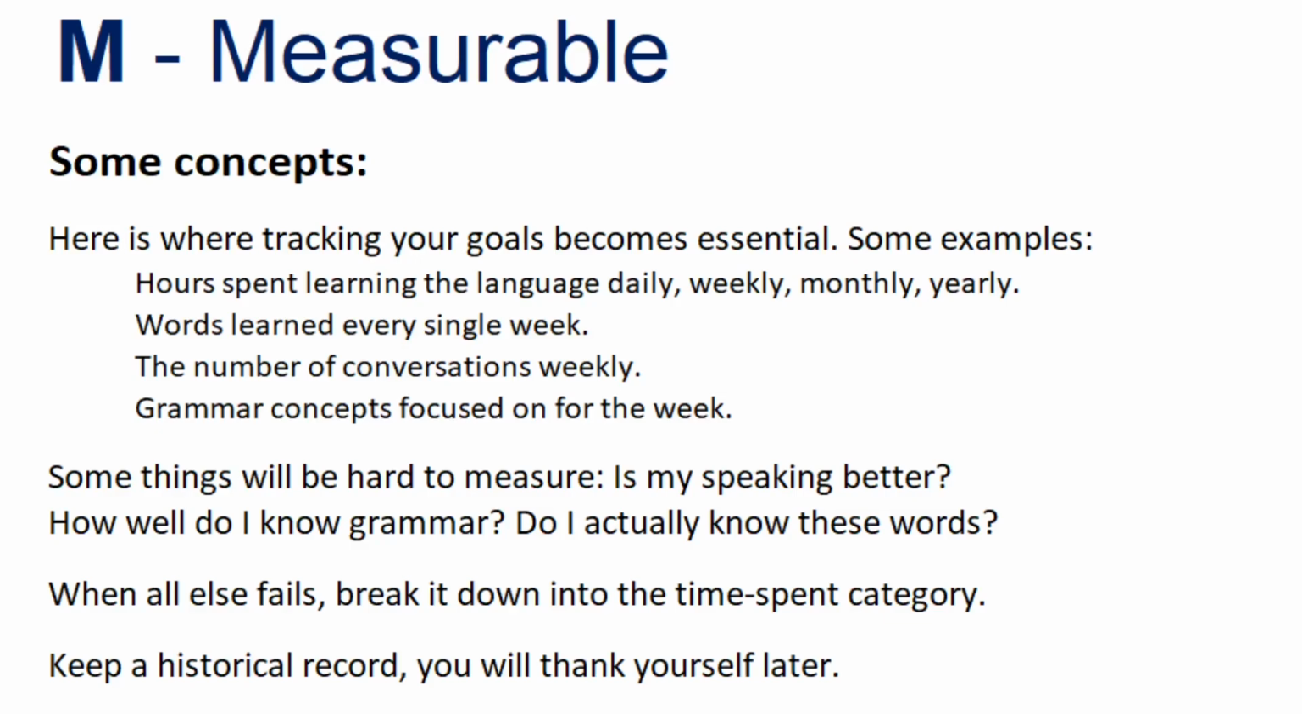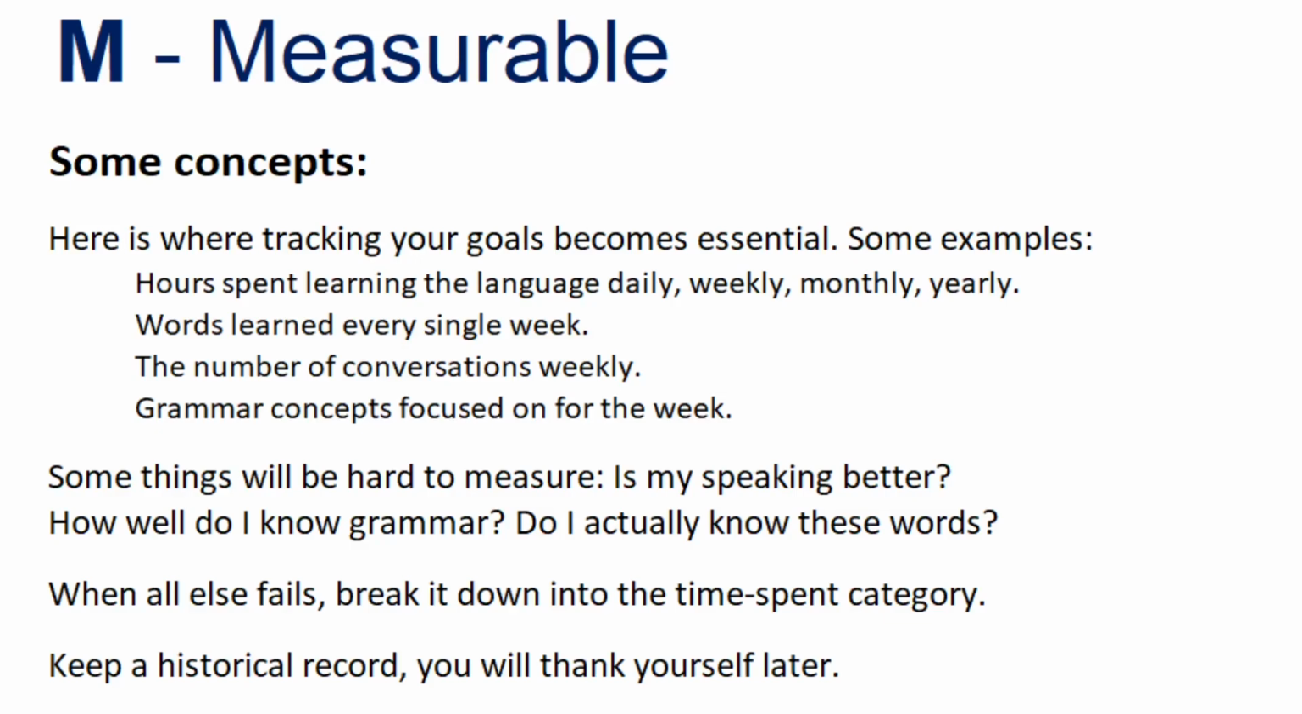And I would always say, when all else fails, break it down into a time spent category. That's always something that's measurable. Even though you might not know how good you are at grammar, or if your speaking is better, if you track the number of hours that you invest learning grammar or practicing speaking, you have some sort of measurable aspect to things. You can always measure the time investment that you put in. And so, if you're having trouble creating a goal that's measurable, one way to break it out is just in terms of a time spent category. It's a great way to do things.